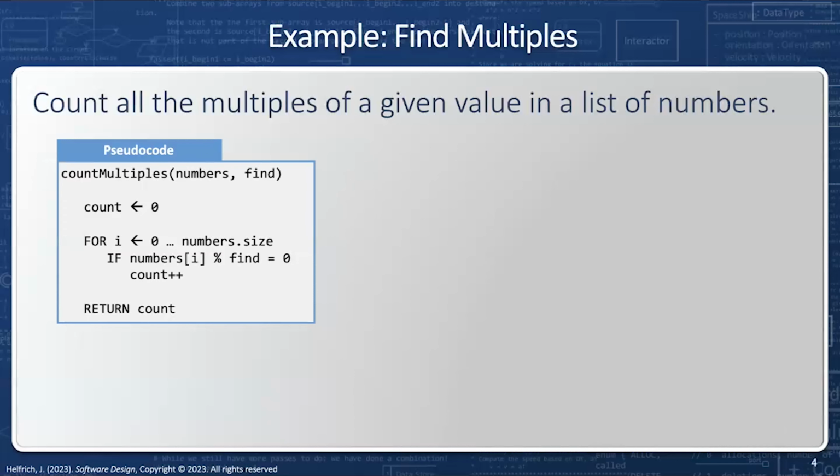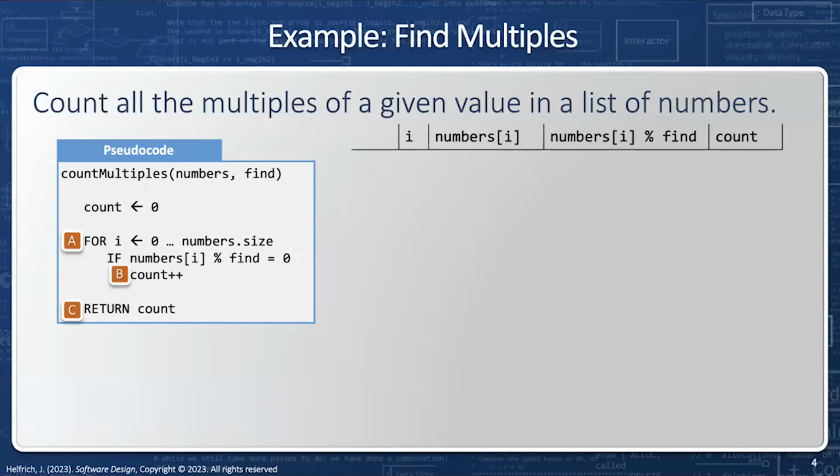Let's do it a little more informed way. So I'm going to start over again. In this case, I'm only going to put 3 line numbers, A, B, and C. Also, I'm going to have i as my variable that changes, numbers of i. In other words, I'm not going to put the whole numbers array, but just numbers of i. And I'm also going to put the calculation, numbers of i modulus find. That's not actually a variable, but I can put expressions inside the trace table. And then I'll have count, the number I care about. Now notice how numbers and find is not in there, so I'm just going to write them once. And here are the same numbers I had before in my last example.